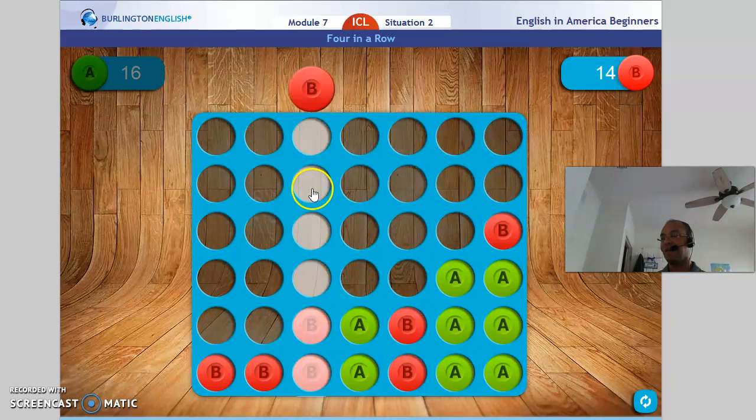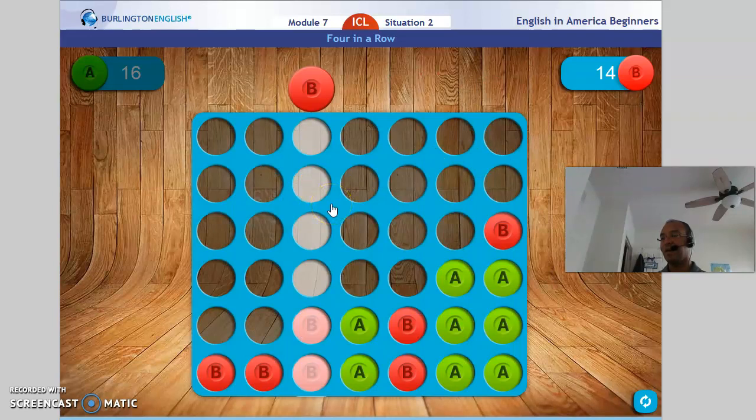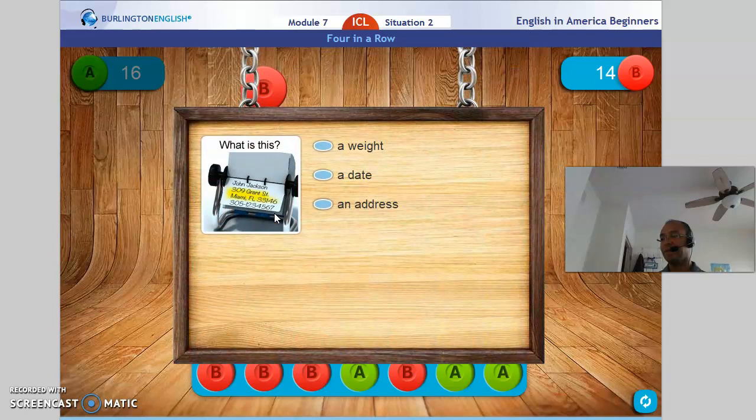Okay, so let's go here. Do you think that will be a good idea? Or here? Let's go here. What is this? John Jackson 309. Is this weight? No. Is it a date? No. It is an address. This is an address.